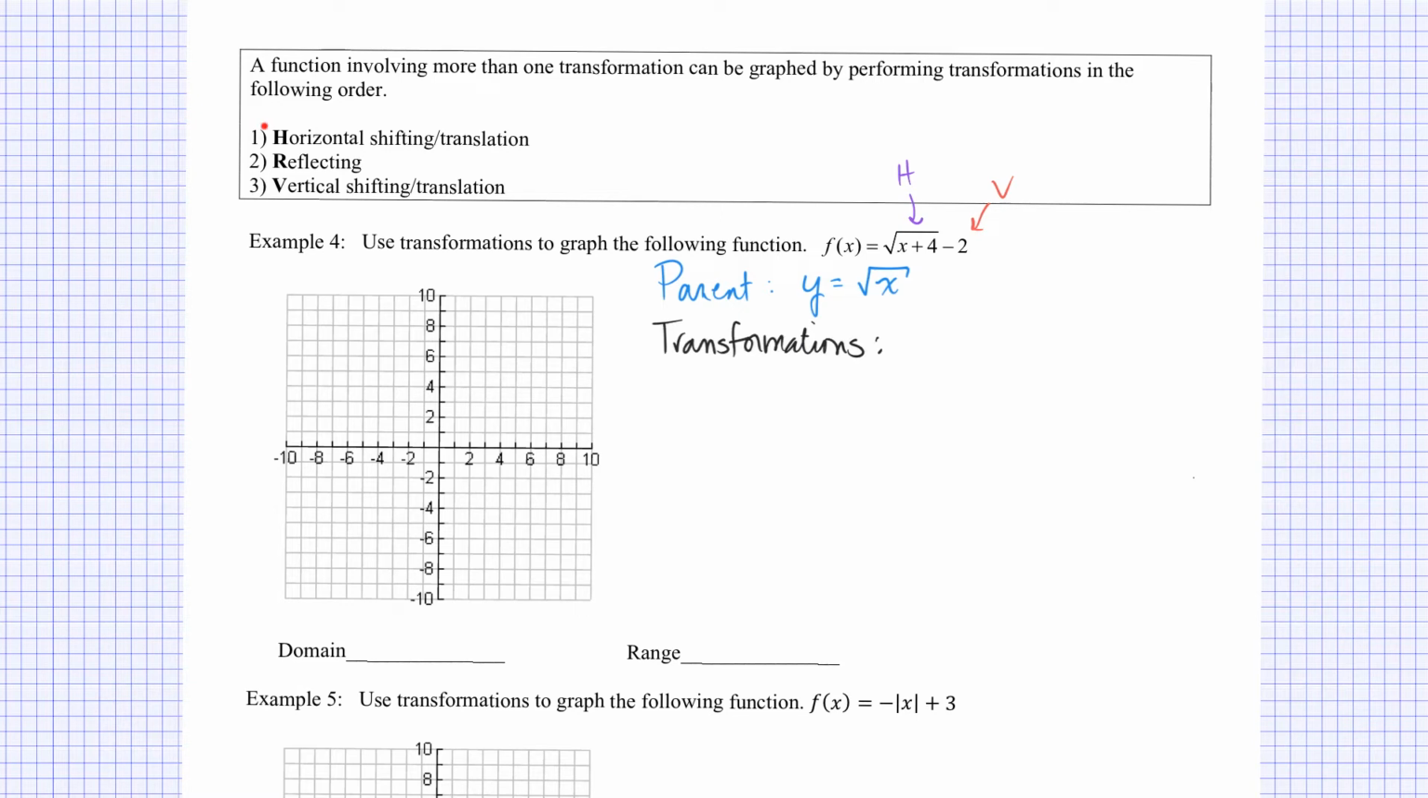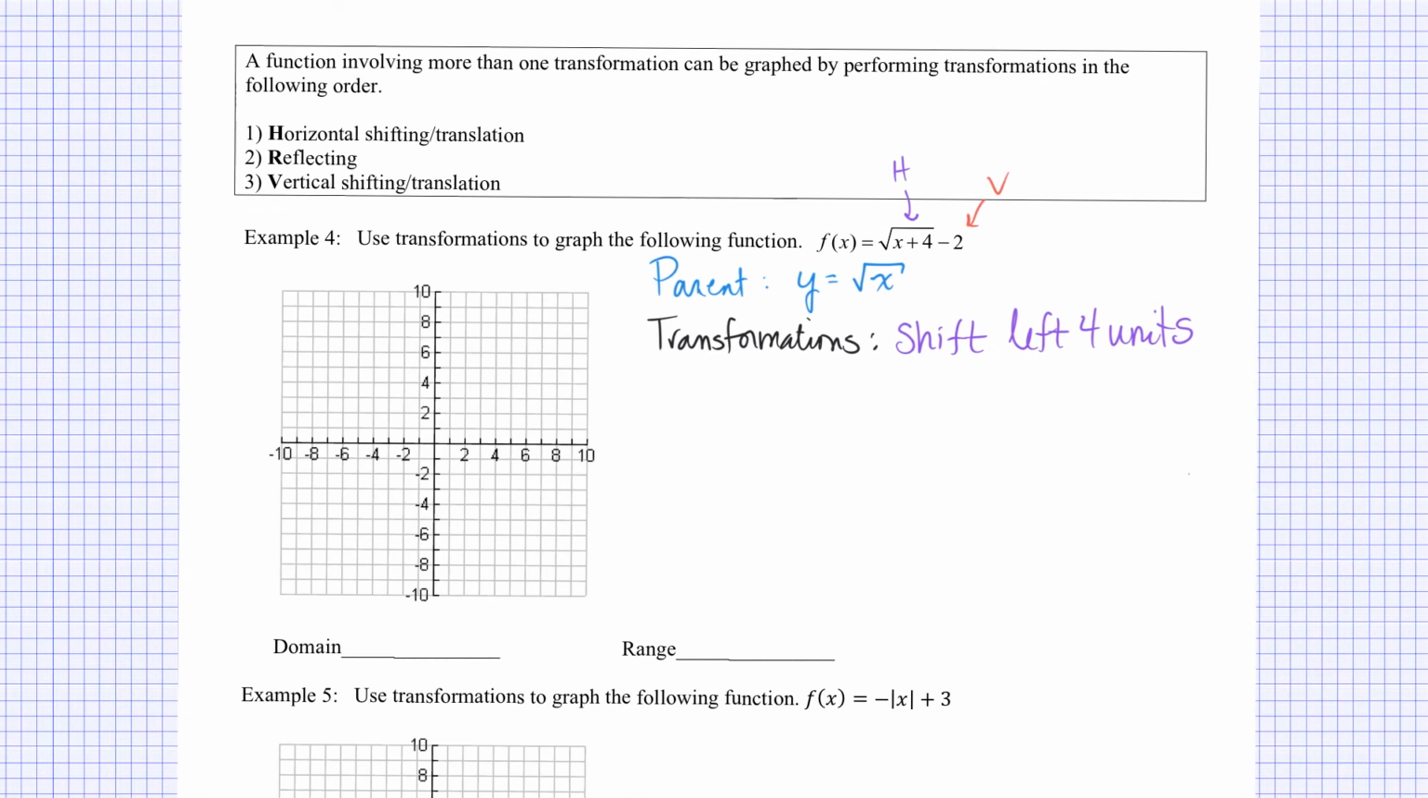First, I'm going to do any horizontal, which is going to involve that plus 4 under the radical, right? And that's going to involve a shift in which direction? Well, remember, what would make this 0 is a negative 4, so it needs to go left 4 units. And then there is no reflection going on with this particular function. So I'm going to skip to the vertical shift, and because I am subtracting 2, I'm going to shift down 2 units.